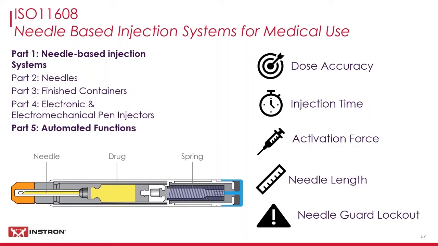Part 1 is generic and focuses on the dose accuracy and reliability of the device. Part 5 specifically tests the automated functions, outlining the requirements to ensure the device is both safe and simple for a patient to use properly. This is critical as these devices are often used by patients or another person who has received no training. The characterization of the activation force to start the auto-injector fluid expulsion, needle length after injection, total injection time, and needle guard lockout confirmation are also covered in this section.